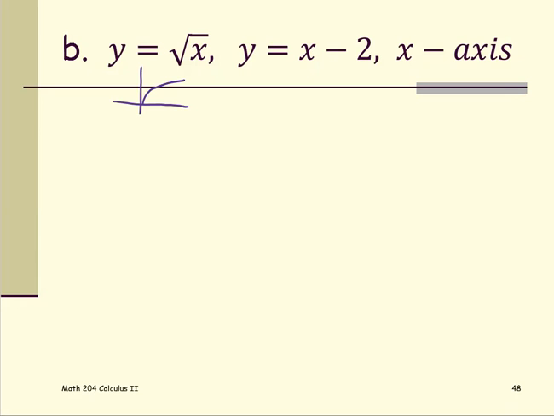Y equals x minus 2. This is the line. The slope 1, the intercept negative 2. The graph looks like the rising graph, but the intercept at y equals negative 2. The x-axis is the same as the line y equals 0.